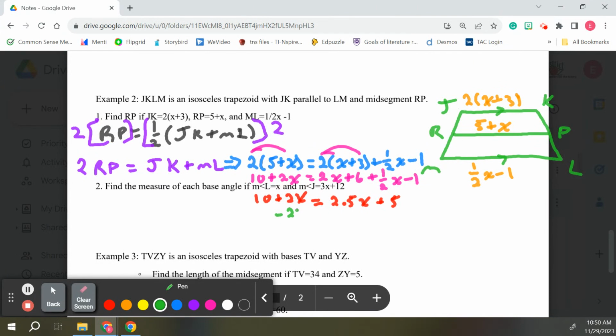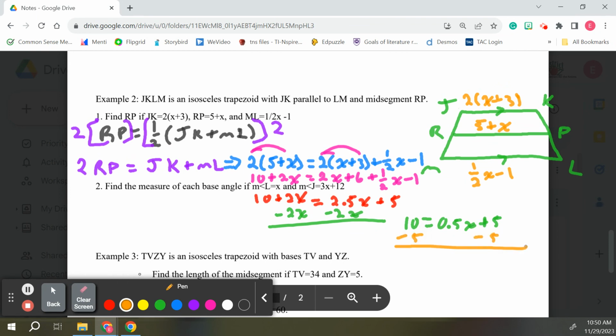I'm going to subtract the 2x from each side. This leaves me with 10 equals 0.5x plus 5. And I'll subtract the 5 from each side. So right now I have 5 equals 0.5x. Divide both sides by 0.5. I'm getting x is equal to, looks like 10.